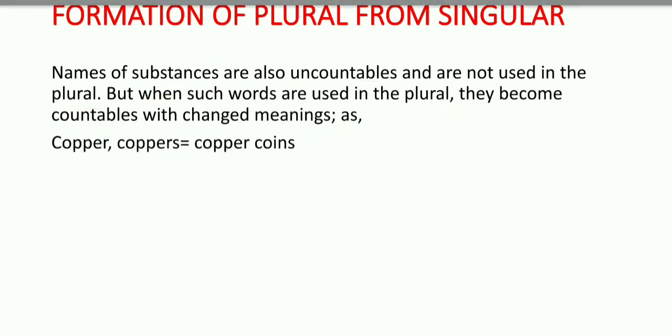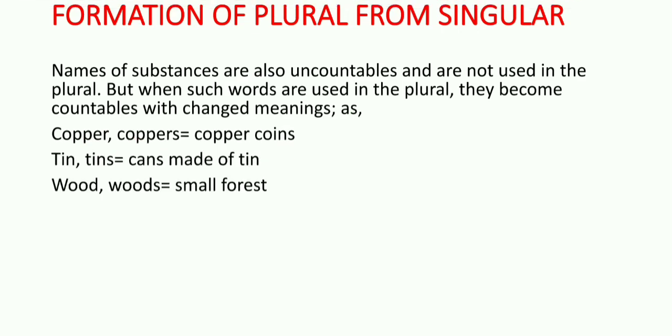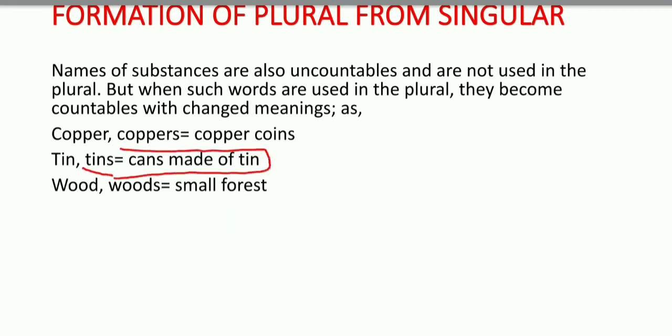Copper is used as uncountable, but in case we use coppers, it would mean copper coins. Another example we have is tin. Tin is an uncountable noun, and if we make it plural, tins, it would mean cans that are made of tin. And we have wood, a name of a substance, and it is an uncountable noun, but in case we use woods, it would mean a small forest. Small what? Small forest.